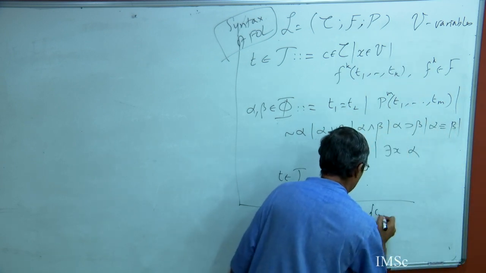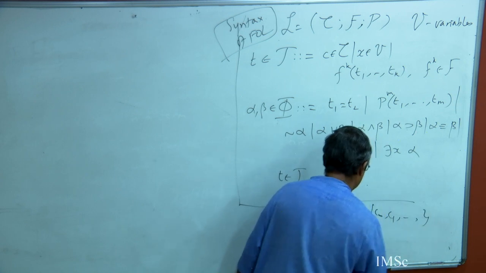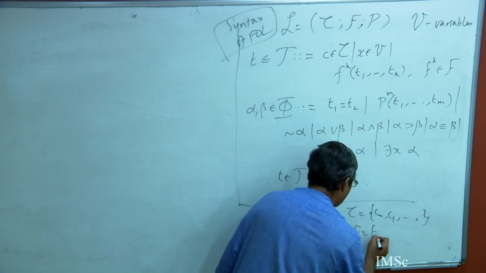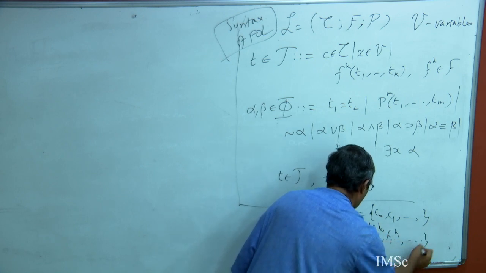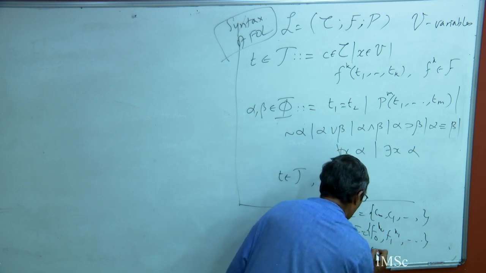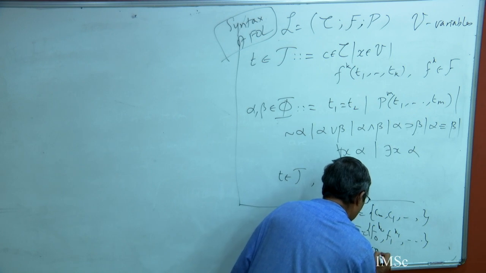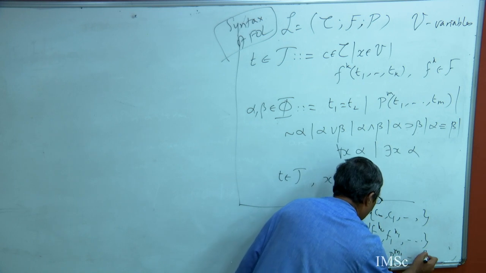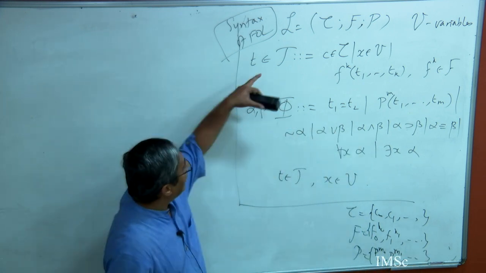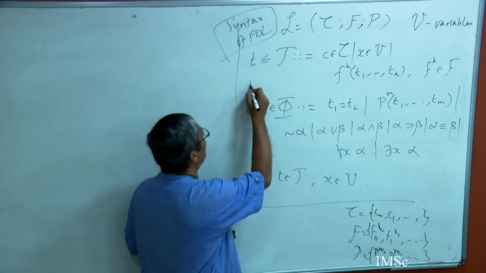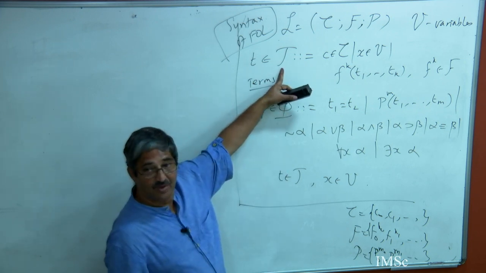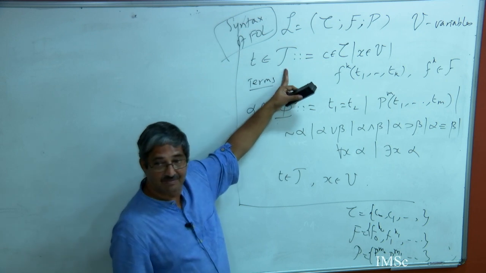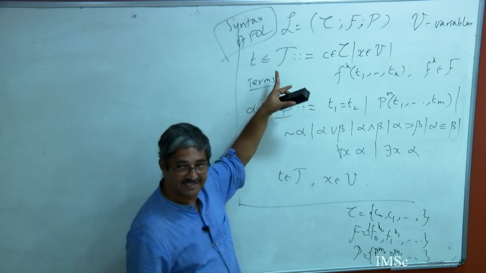C is C0, C1, etc. F is F0, K0, F1, K1, dot, dot, dot. P is P0, M0, P1. And then the set of terms. This is the set of terms. So with this language L, I have a set, the script T, that is a set of terms.